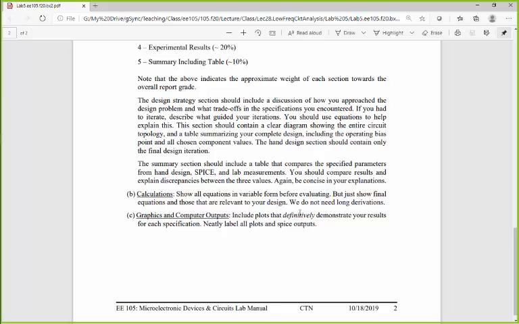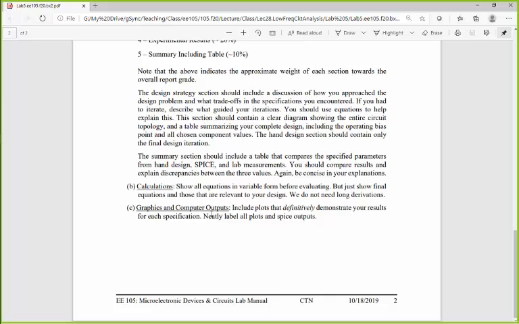Include plots that definitively demonstrate the results for each specification. Specifically, we want to see the experimental plots and the SPICE plots where needed. In fact, if you could put the experimental and the SPICE on the same plot, that would be great for a lot of these things. All to help you understand that everything you're learning does really work, and to understand the extent to which it doesn't really work.